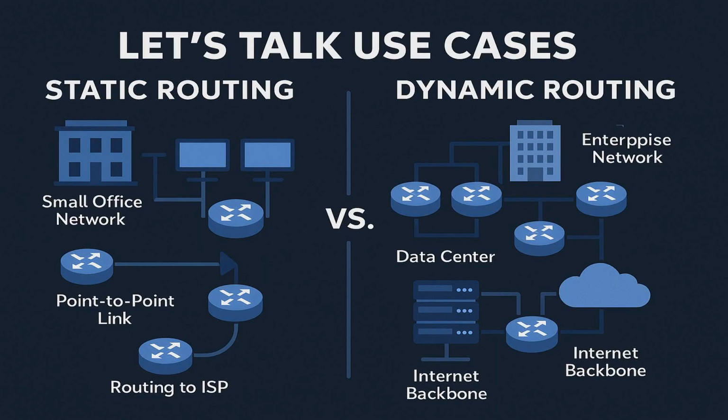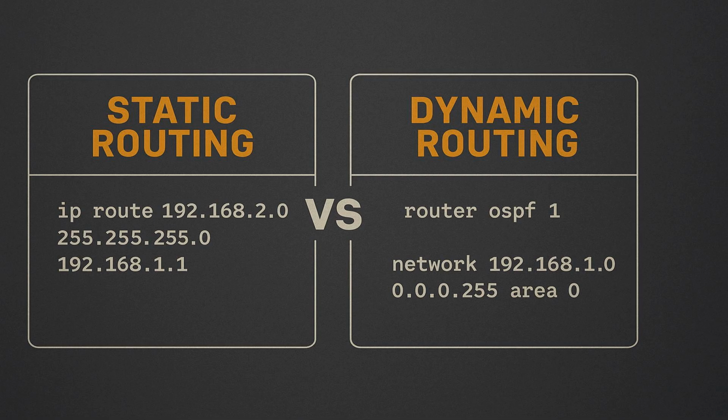Let's talk use cases. Static routing shines in small office networks, point-to-point links, or when you need tight security with no surprises. It's also common for routing out to an ISP or in lab environments. Dynamic routing, on the other hand, powers enterprise networks, data centers, and the internet backbone, places where routes change often and uptime is critical. Configuring them is also different.